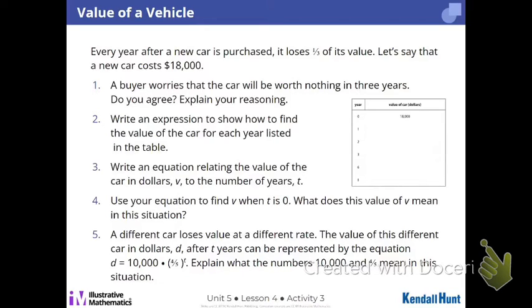I want you to notice this is essentially the parasite and bacteria problem, but it's different. Same thing, only different. So after 0 years, we got 18 grand, right? So let's look at the table and then answer number 1. After 1 year, how much is in there? 12,000. After another year? 8,000. After another year? 5,333.3 repeated. Okay, thank you.